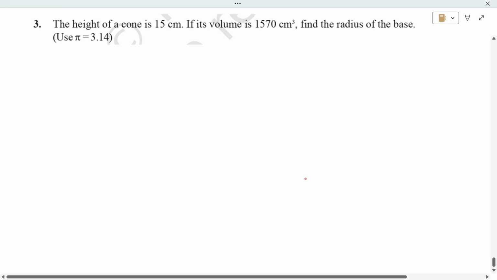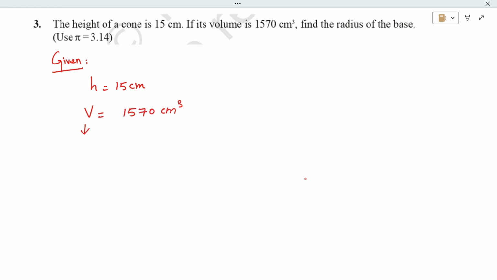So question number 3, the height of the cone is 15 centimeter. First I'm going to filter the given. h is equal to 15 centimeter, isn't it? And the volume is given as 1570 centimeter cube. I can replace it with the formula. So what is the volume of a cone formula? It is 1 by 3 pi r square h. So that is also equal to 1570 centimeter cube, isn't it?